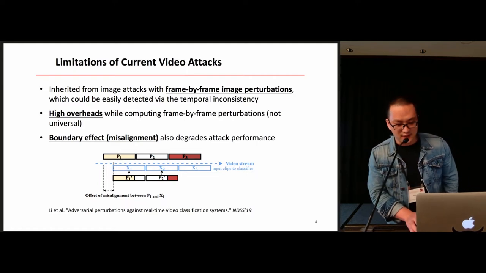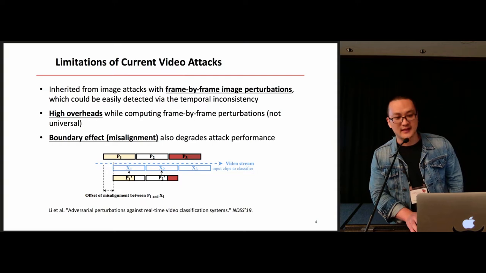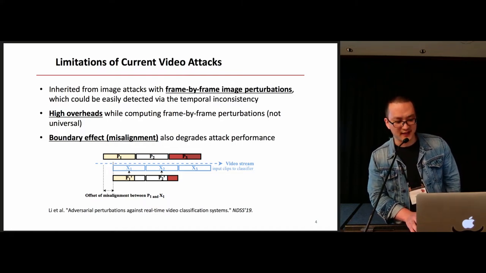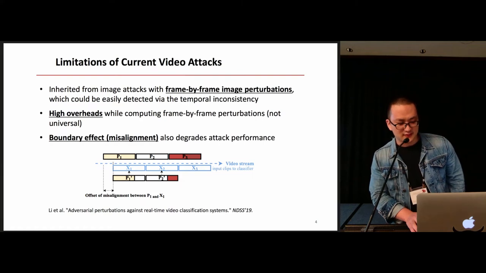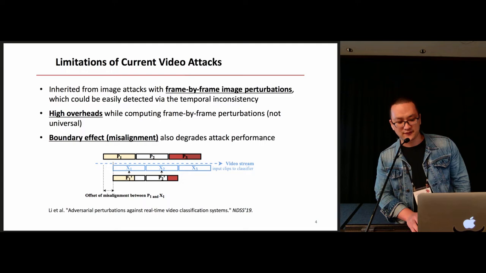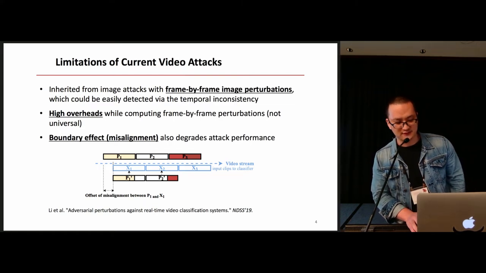There have been previous video attacks which have some limitations. The first is inherited from image attacks: the video perturbations could be easily detected because of a lack of temporal consistency. On the other hand, the video perturbation requires very high computation overhead. Another issue is called the boundary effect, which refers to the misalignment between the perturbations and the input videos, which can cause degradation of the attack performance. This issue was first identified in a previous video attack published in NDSS 2019, which was the first video attack in white box.